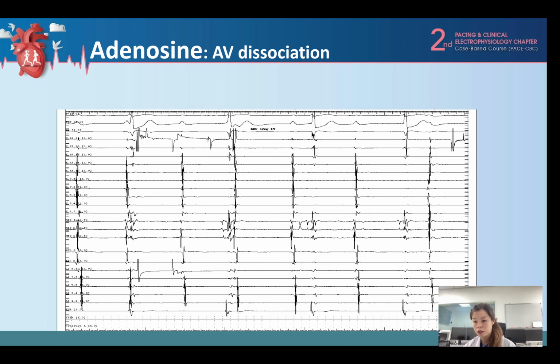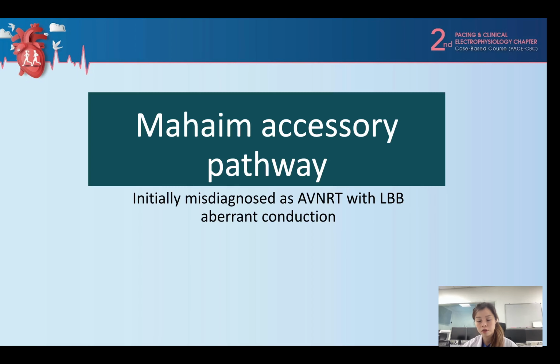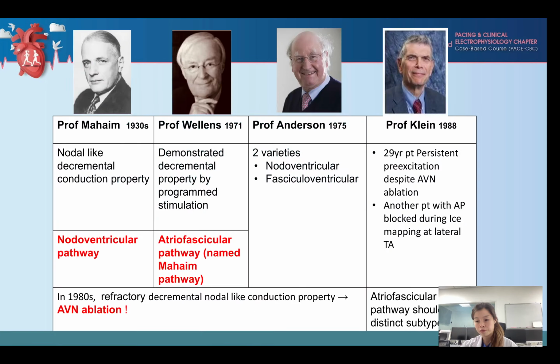Post-ablation adenosine test also confirmed no recurrence of accessory pathway. So this is a case of Mahaim accessory pathway, which was initially misdiagnosed as AVNRT with LBB aberrancy.